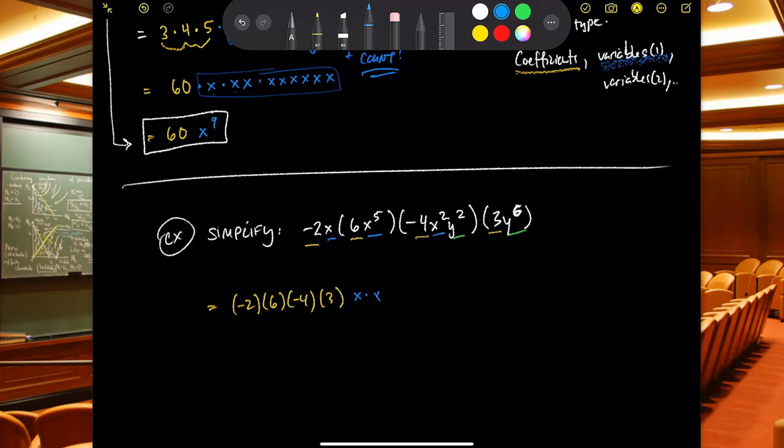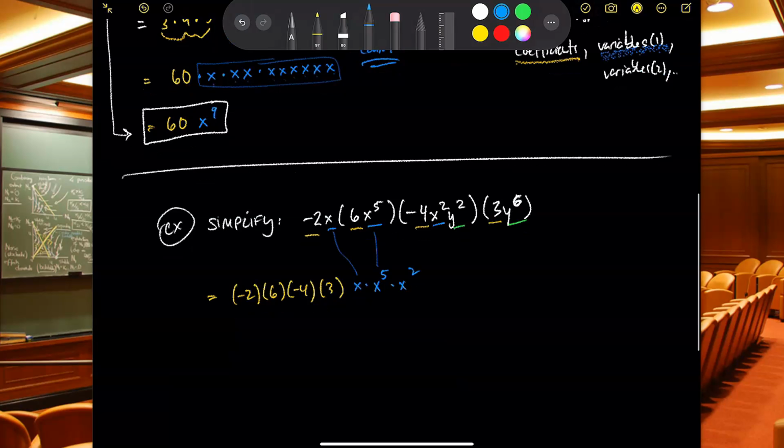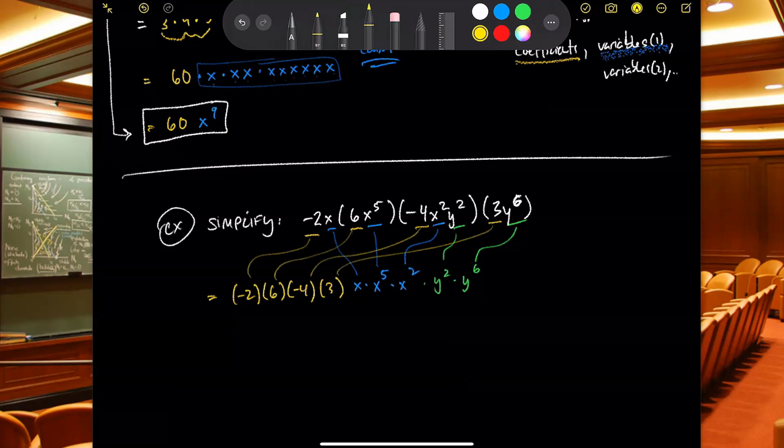So I'll have x times x to the fifth times x squared. And then I'll do times y squared times y to the sixth. And you see how everything's accounted for here. Now you don't have to use multiple colors, but it can help to use a pen and a pencil to differentiate what's going on. But now we can move forward with simplification.